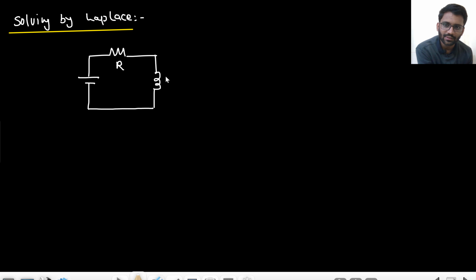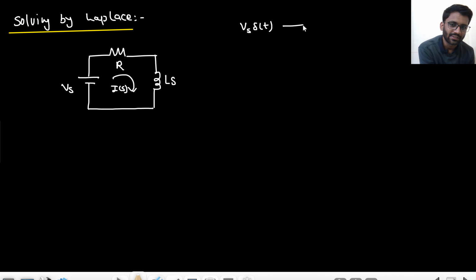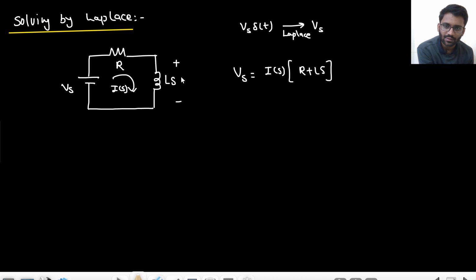And slowly IITs will also start asking questions nicely, right? So this is Vs delta t, so this would be replaced with Vs only, right? Vs delta t is replaced with Vs in Laplace, right? So what is your Is? Is would be R plus Ls. Actually, this should be your VLS. So Is would be Vs by R plus Ls.